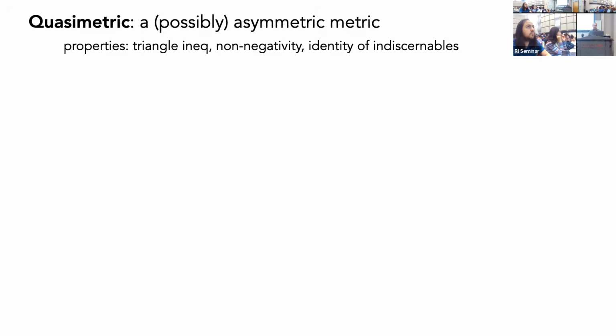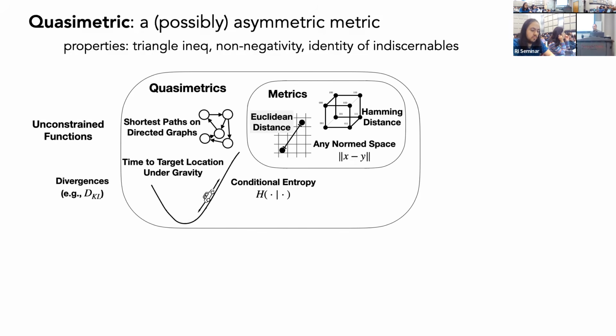Okay, so quasimetrics are actually, I think, a really important class of functions, maybe as important as metrics, right? There's a whole field called metric learning, and I'm suggesting we should have a field called quasimetric learning, and we've been starting to work on that. Okay, so metrics are a subset of quasimetrics. They're the subset that is symmetrical functions. They include things like Euclidean norm, Manhattan distance, all these types of things. Quasimetrics include a broader set of things. They include conditional entropy. They include the shortest path on a directed graph. And you can also have unconstrained functions that are outside that set.